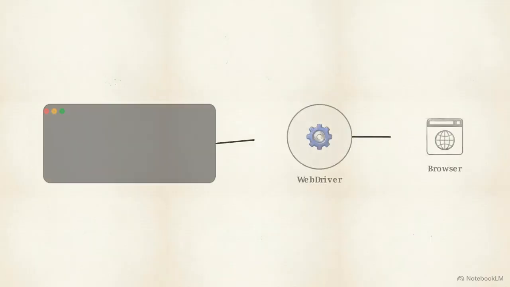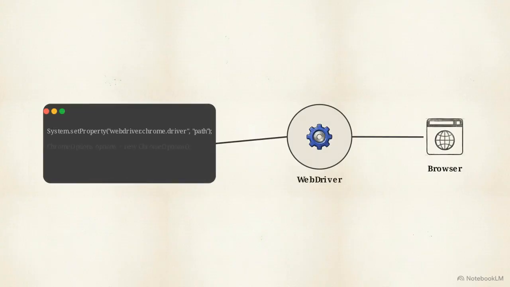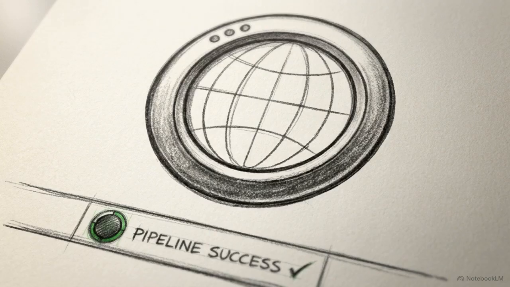This diagram shows bridging that connection in code. Write 3 lines of Java, setting the system property to the downloaded driver file, then instantiating the WebDriver object. Run these lines to see a blank browser window pop open. Seeing this empty window proves your automation pipeline is correctly configured and actively listening for commands.